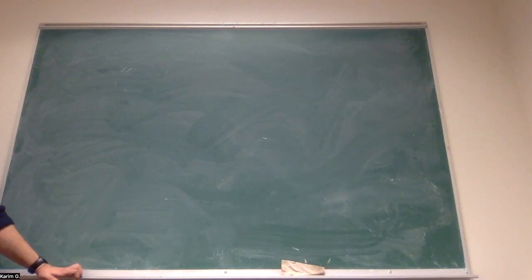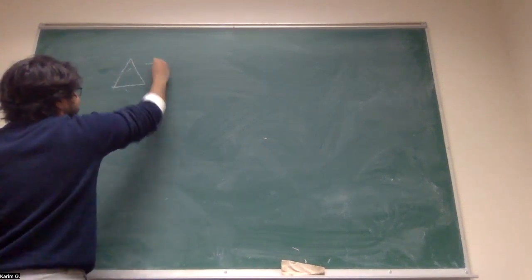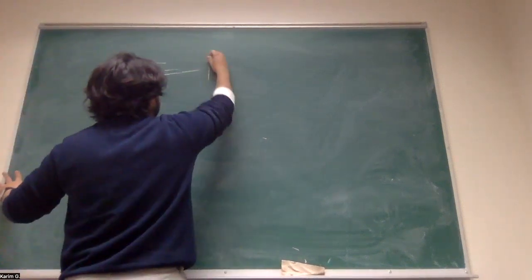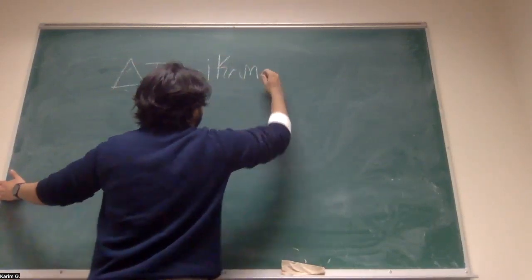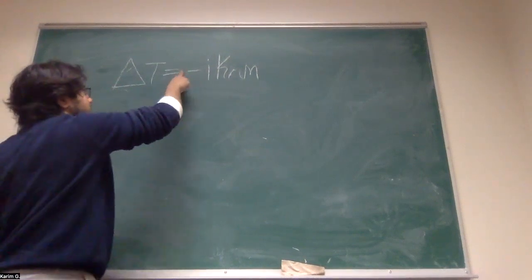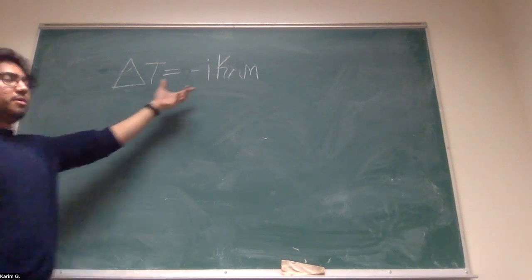It's the freezing point depression, right? So it's delta T equals negative i Kf molality. Kf is a constant that you're given. That's the constant for freezing point. For the boiling point, it would be Kb, and then this is positive.